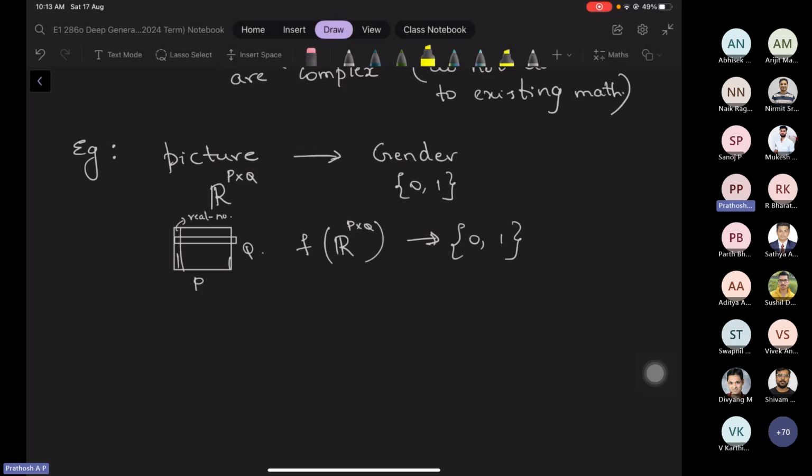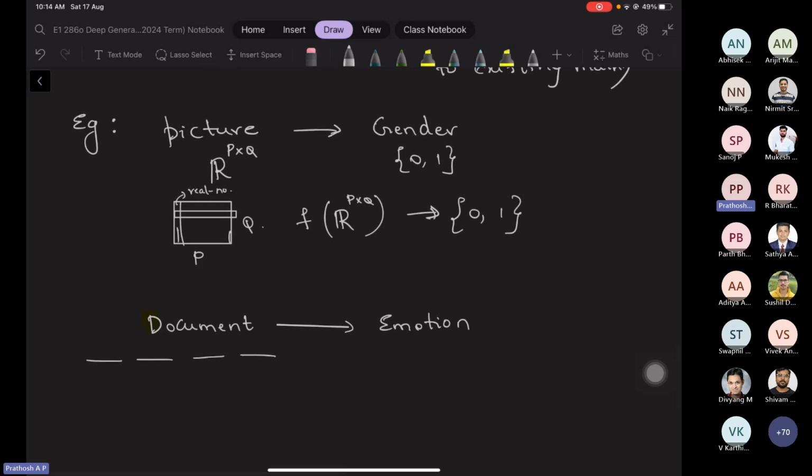I'll give you another example for that. Let's say that you have a document. These are the typical day-to-day ML problems that we solve. You have a document, and what you need is the idea of emotion. So what's a document? A document is a collection of certain tokens. I will talk about all this, like what is tokenization, etc.